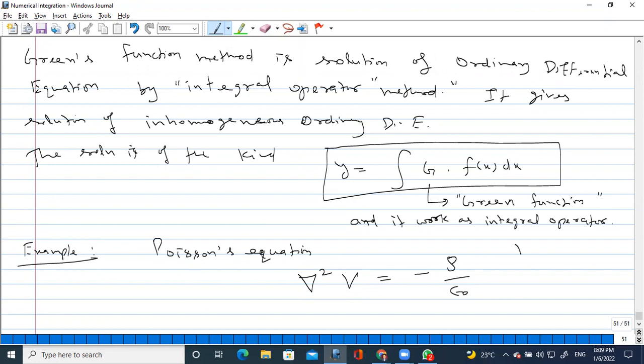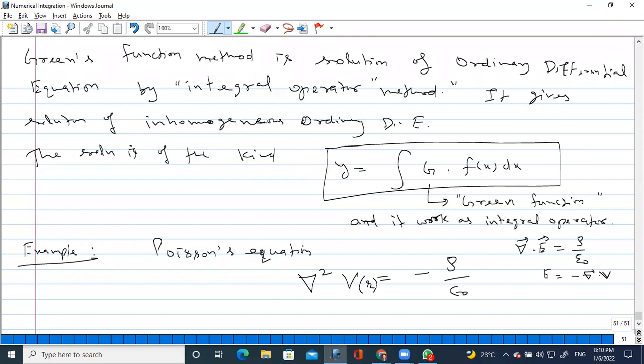In EMT, del dot E was equal to rho by epsilon naught. This is the differential form of Gauss law. And E, you know, it is minus del V. If you put it here, it will become del square V equal to minus rho upon epsilon naught. So this V is the potential.